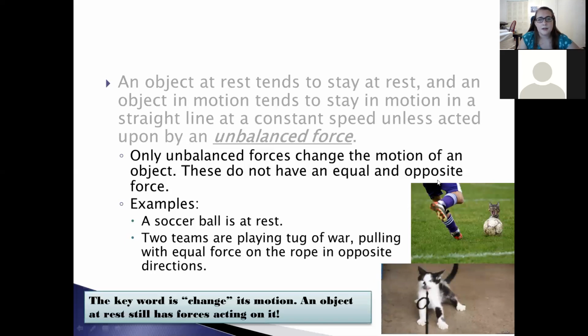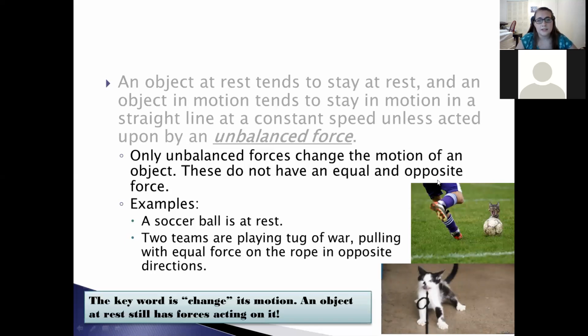So some examples of scenarios where we can think about an unbalanced force. A soccer ball is at rest, right? It'll stay at rest, not doing anything, just chilling on the grass, unless there's an unbalanced force that acts on it. So in the picture there, an unbalanced force would be the force of the kick. And then that would change the motion of the ball.